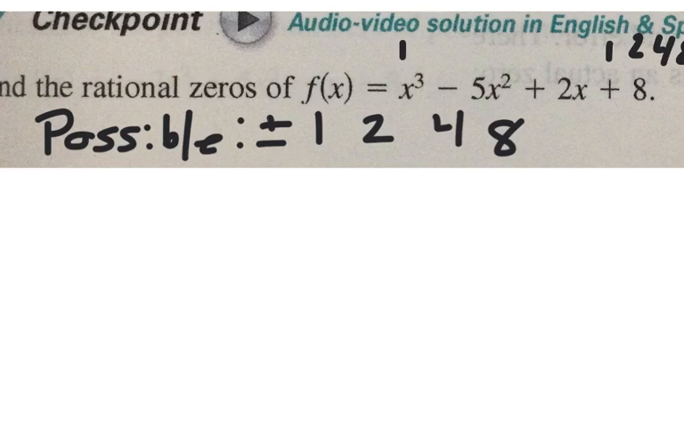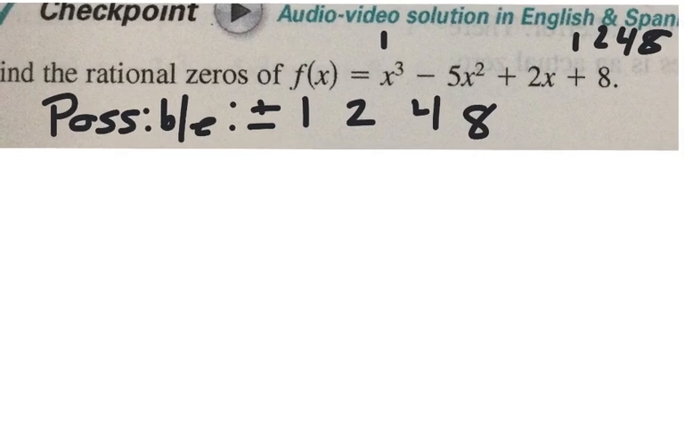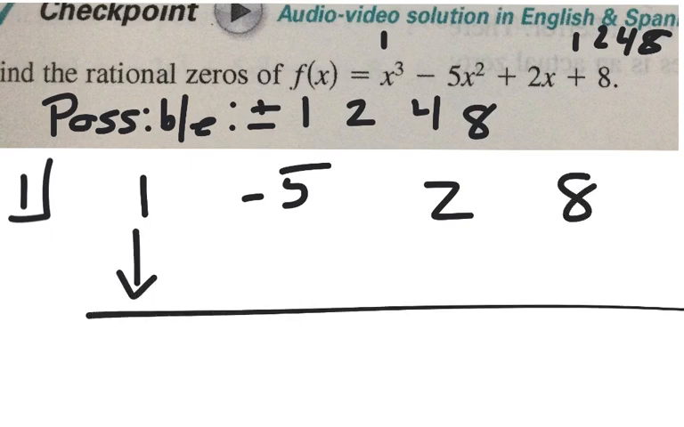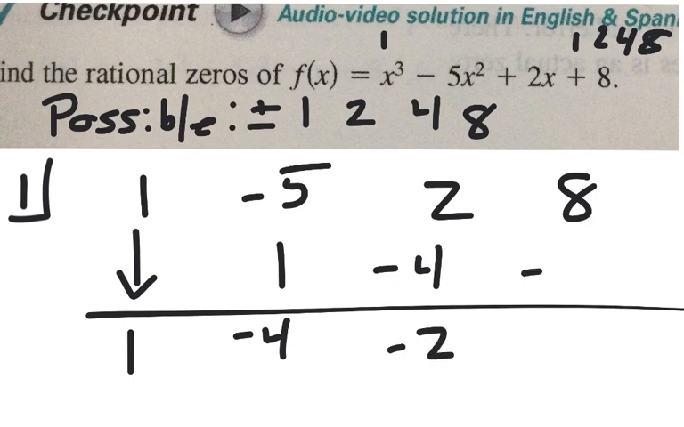So then to find which ones actually work, it's just trial and error. So I would start with 1, just because it's the easiest one. I've got 1, -5, 2, and 8. I'm going to bring down the 1, and then do the synthetic division. Okay, so 1 did not work because I got a remainder of 6. So I know 1's out, so I'm going to try a different number.